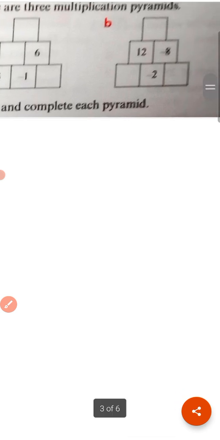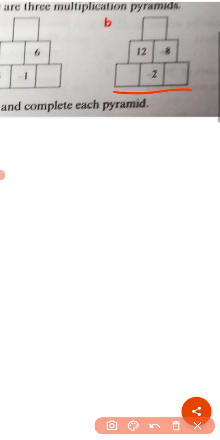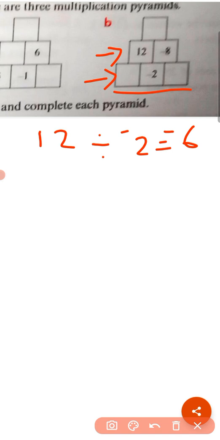Our next question is this. Here the numbers in the second row are given, and in the last row the middle number is given. So let us start from the second row. 12 divided by negative 2 is equal to negative 6, because 12 divided by 2 is 6. Since we are dividing a positive number by a negative number, our answer is negative 6.